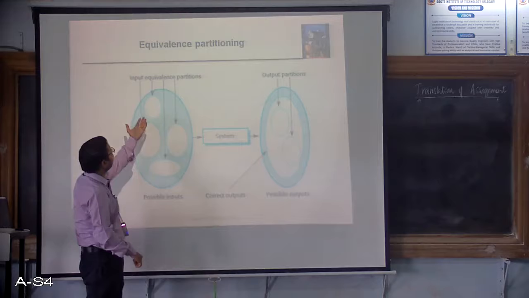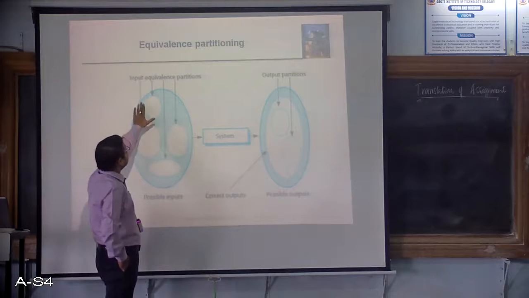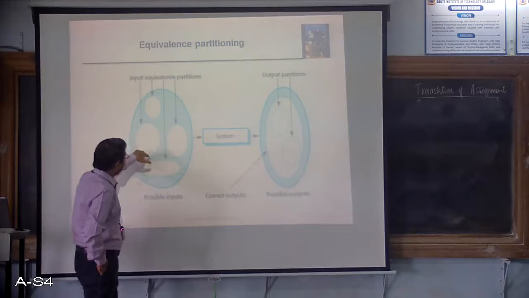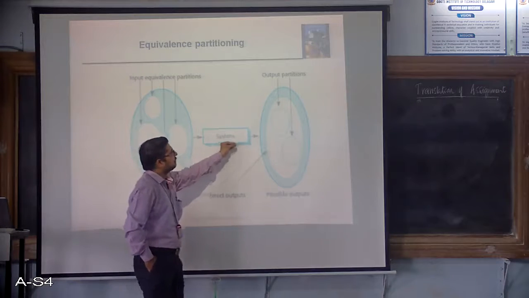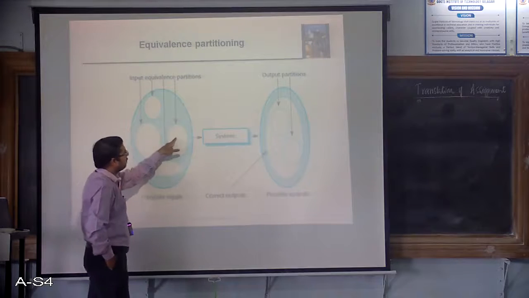This diagram explains the equivalence partition. This is the input equivalence partitions. From these input equivalence partitions, we supply the input to the system, then the system will check. There is a one-to-one correspondence from one particular group to another.